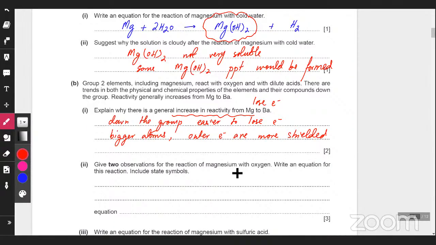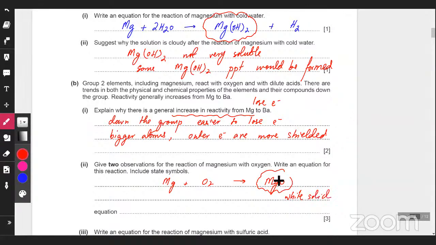The next one is give 2 observations for the reaction of magnesium with oxygen. Write an equation for this reaction, including state symbols. Now, the equation should have been below this. So it's Mg plus O2, and it's going to form MgO. The first thing is that a white solid is going to be produced.